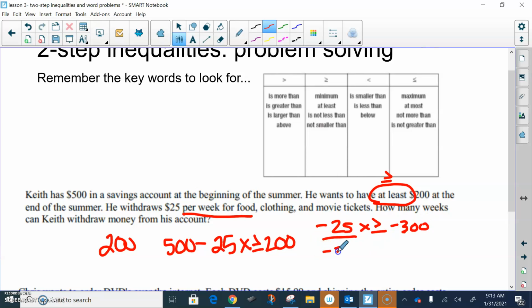We're going to divide each side by negative 25. And that gives us 300 divided by 25, 12. We just divided by a negative, so we know what we have to do. We've got to flip that sign. So that means that Keith can withdraw money from his savings account for 12 weeks or less and still end up saving that $200 that he was hoping to.